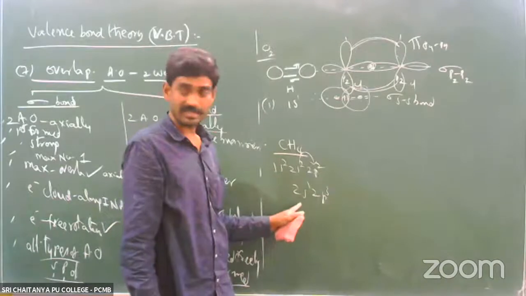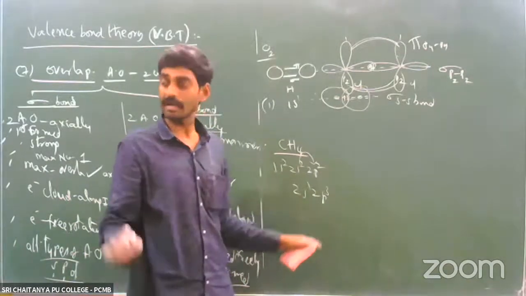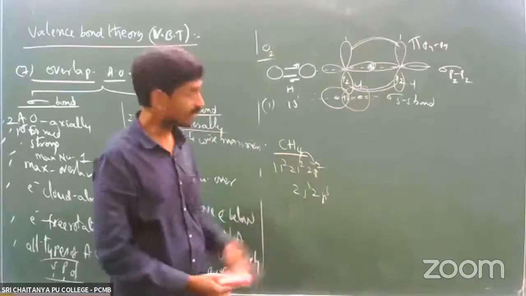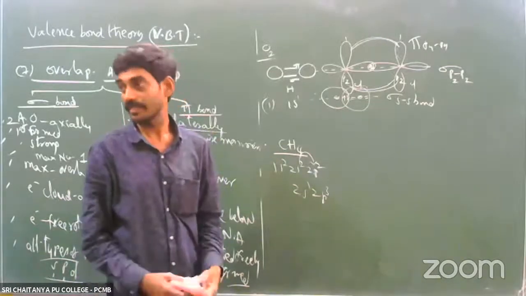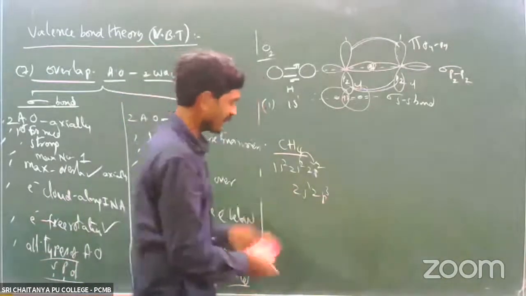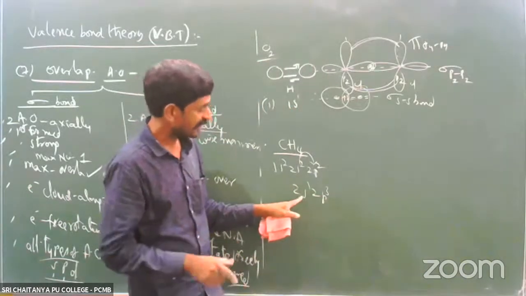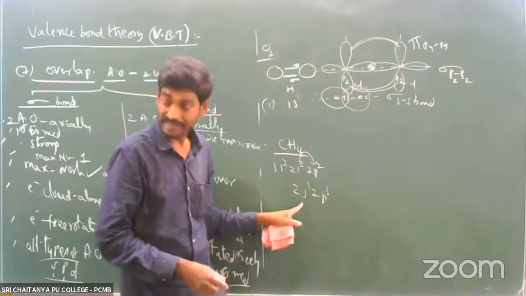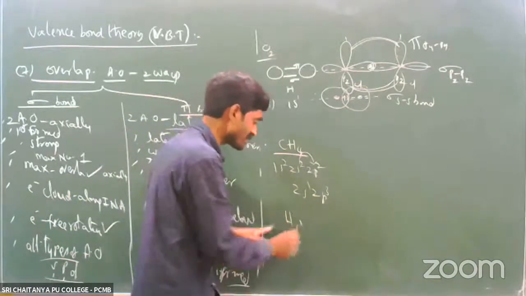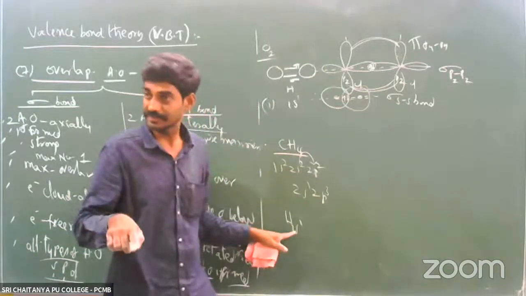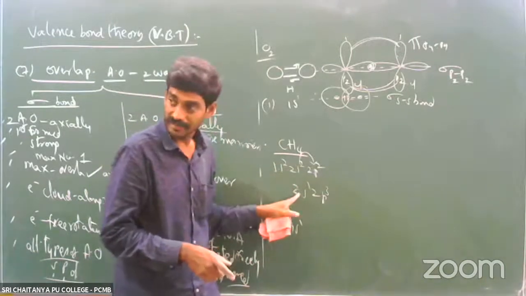So the s orbital is half filled, and the other p orbitals are also half filled. Now four atomic orbitals are half filled, all ready to participate with the hydrogen atoms. Each hydrogen atom has one half-filled s atomic orbital. First, the half-filled s atomic orbital of the carbon atom can overlap axially with the half-filled s atomic orbital of a hydrogen atom.